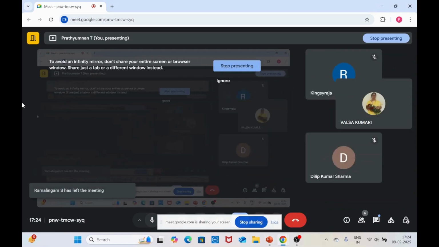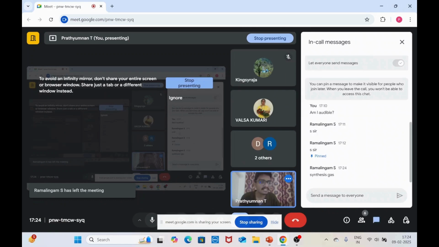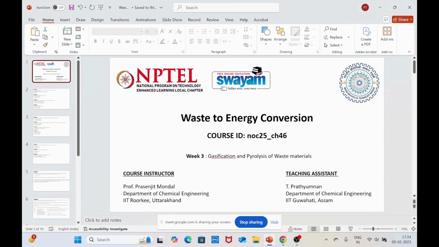Syngas can also be called water gas or synthesis gas. The composition is carbon monoxide and hydrogen. This is in case you burn that waste material using oxygen.